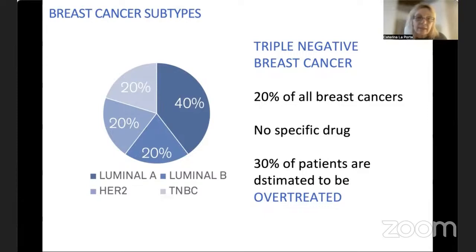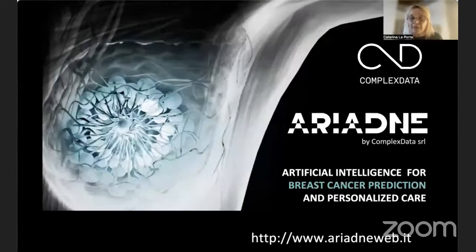So it's important, when you have, from a scientific point of view, a triple negative breast cancer, to predict in this subject what her future will be, whether that tumor is more aggressive or less aggressive, because it has an important impact on the therapeutic strategies that the oncologists can suggest to the patients.